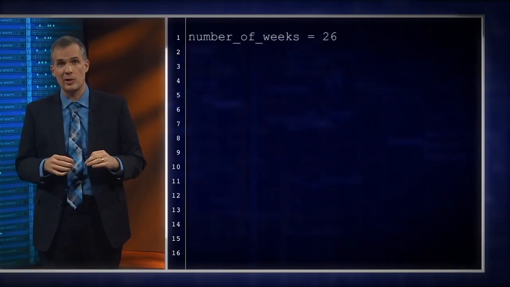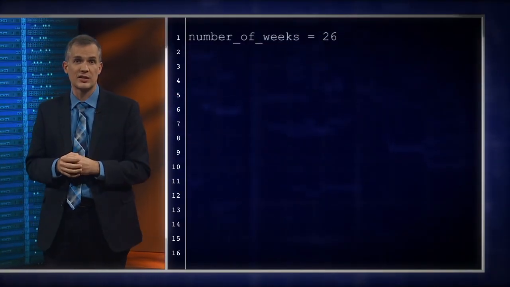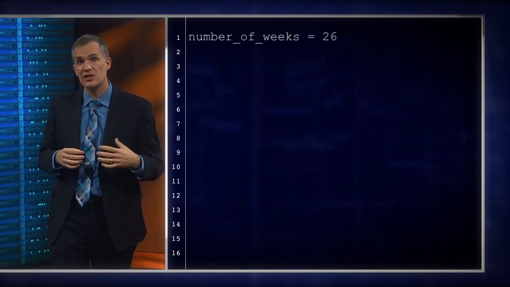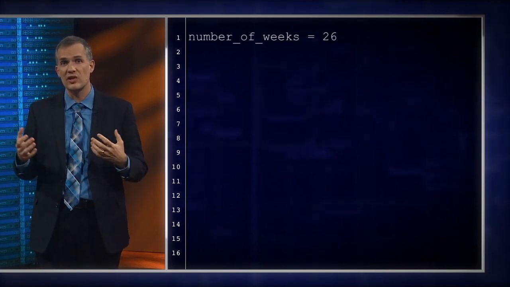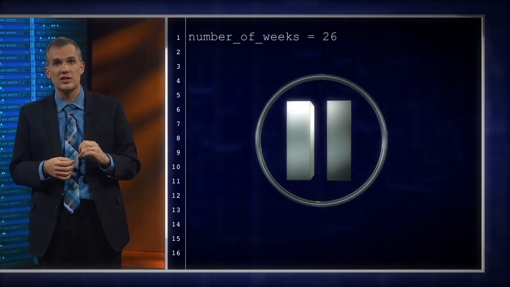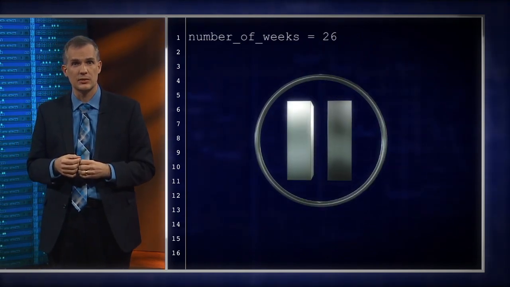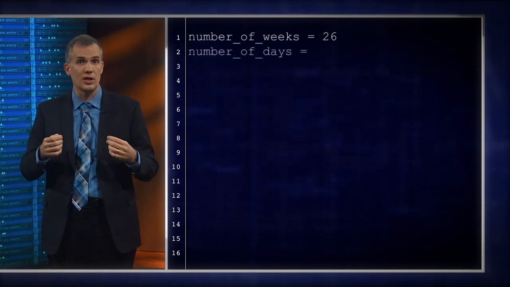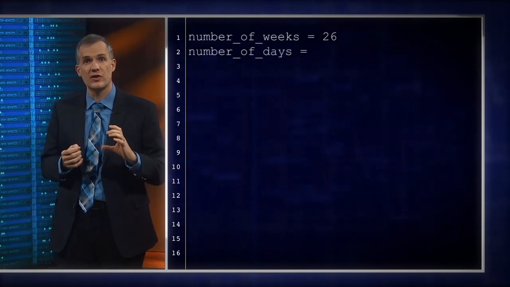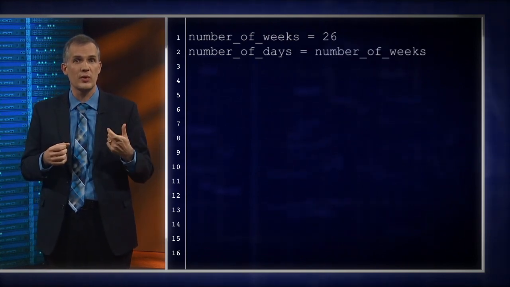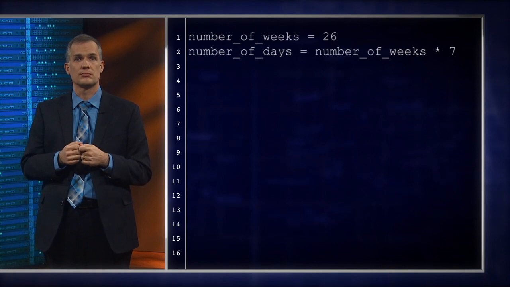Okay, let's practice. Say you have a variable called number of weeks that has some value, say 26. And say you wanted another variable that holds the equivalent number of days. What line of code would you write to compute the number of days? Well, we can define a new variable, number of days, and use the first variable to assign the new variable a value, that's number of weeks times 7.